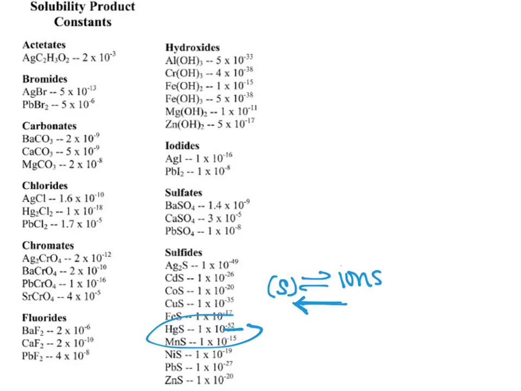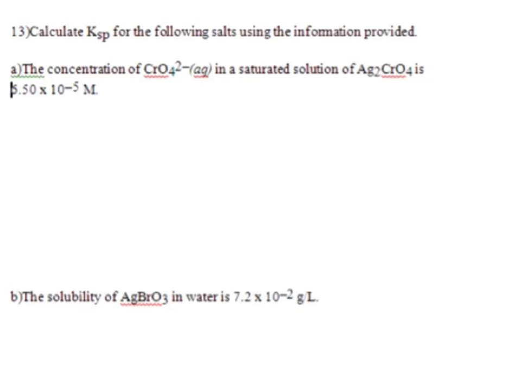Okay, so let's just jump in here and do a problem. Calculate the Ksp for the following salts using the information provided. The concentration of CrO4 2- in a saturated solution of silver chromate is 6.50 times 10 to the minus 5th molarity. So the very first thing you want to do, especially when you see that you have this solid, is take your solid, Ag2CrO4, and put it into a RICE table.